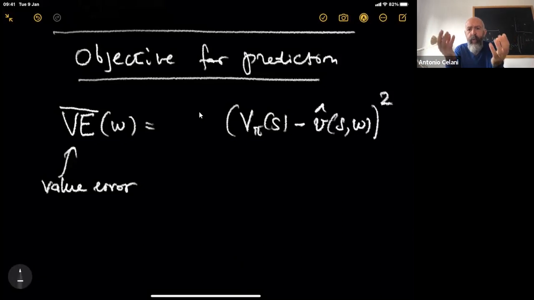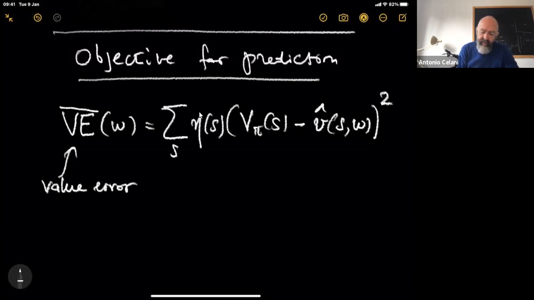Okay, so I have to weight different states differently. And the most natural way to do it is to weight each state depending on how frequently you visit that state according to that policy. If you have a policy, your process will jump around over states and it will spend some time on each state. So this is a natural way of weighting these differences, these square differences.